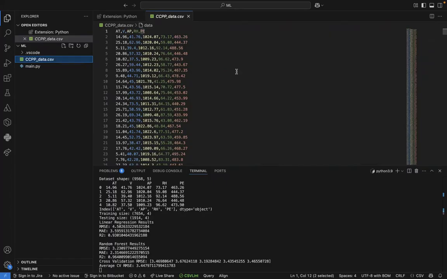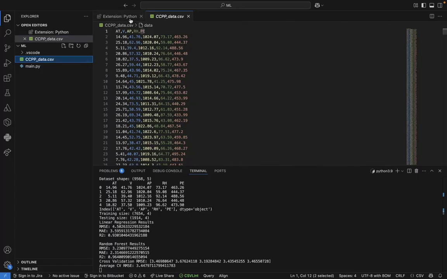The dataset includes four environmental variables: temperature, ambient pressure, relative humidity, and exhaust vacuum. The variable P represents the net hourly electrical energy output in megawatts, which is the value we are trying to predict. Because the output is a continuous numerical value, this problem is a supervised machine learning regression problem.